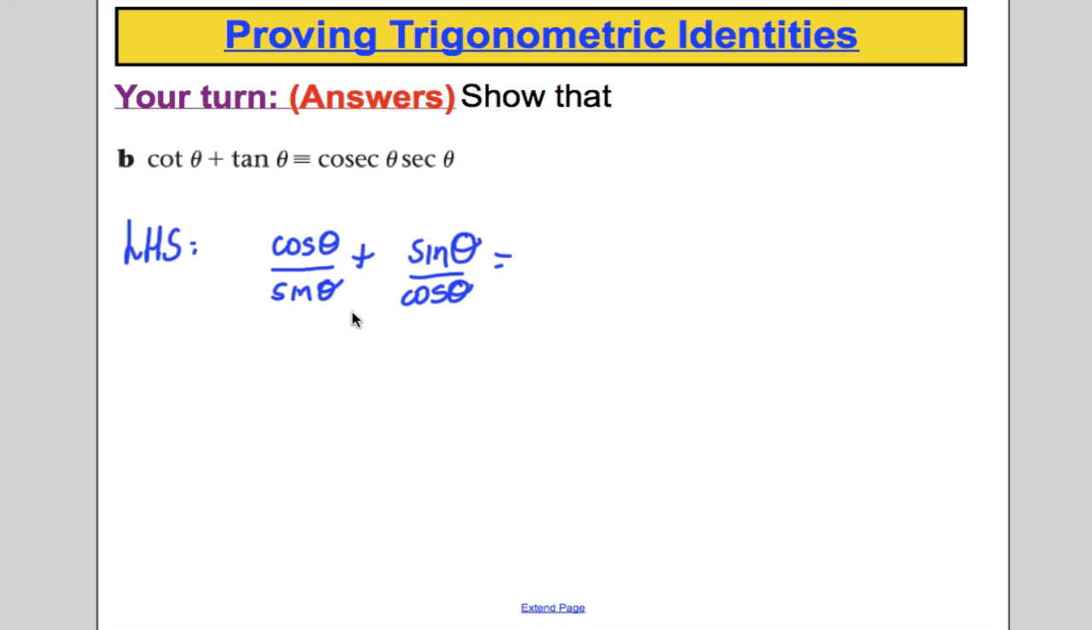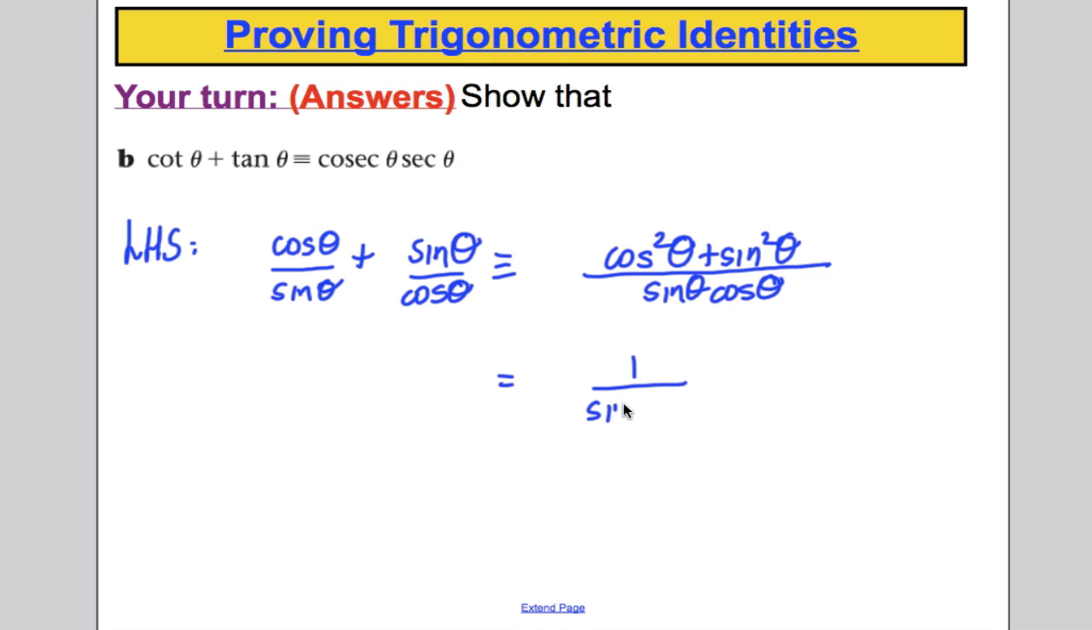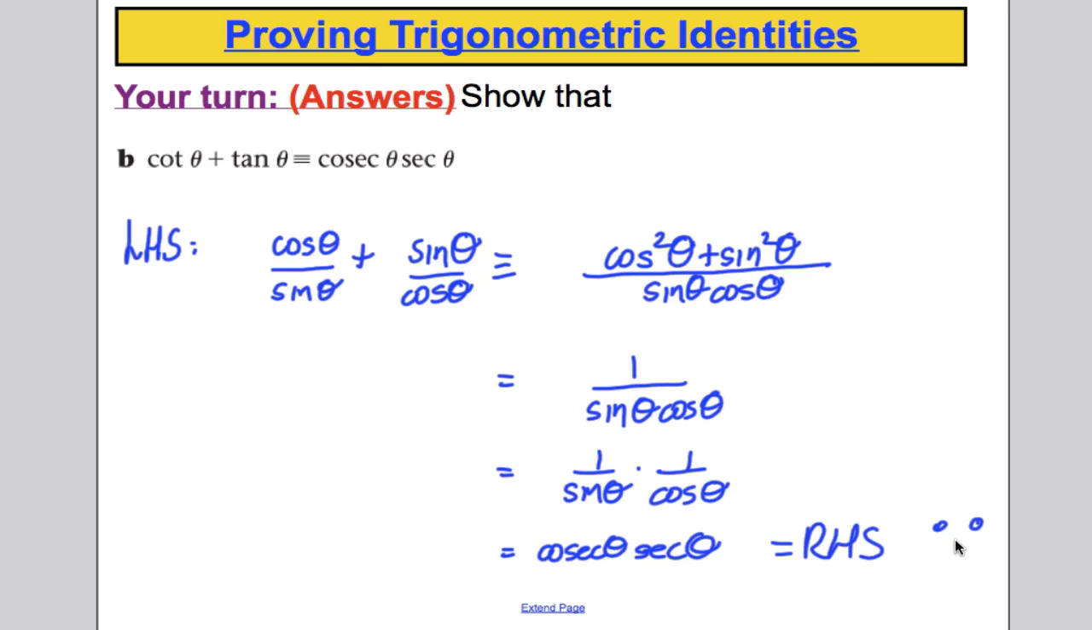Okay, I want to add these fractions, so I'm going to make the denominators the same. I'm going to make the denominator sine theta cos theta. This numerator here I had to multiply by cos theta, so I got cos squared theta. This here I had to multiply by sine theta, so I got plus sine squared theta. Cos squared plus sine squared theta is equal to 1, so I have 1 over sine theta cos theta. Well, this is the same as 1 over sine theta times 1 over cos theta, surely. And 1 over sine theta is cosec, 1 over cos theta is sec, so we have, as required, cosec theta sec theta, and we have got ourselves the right-hand side, and we should be happy with ourselves.